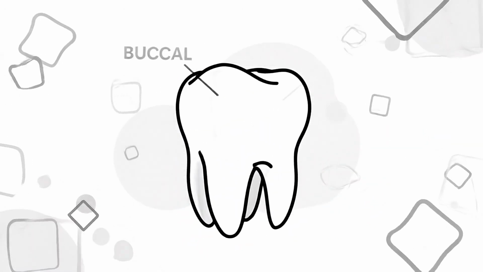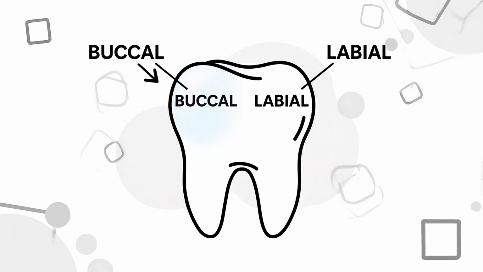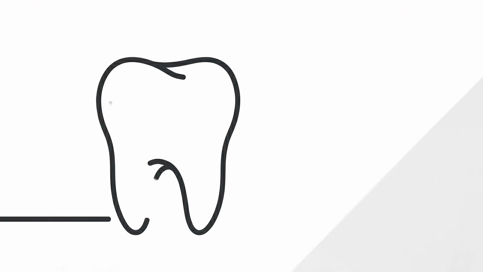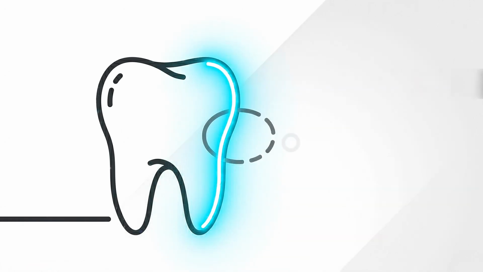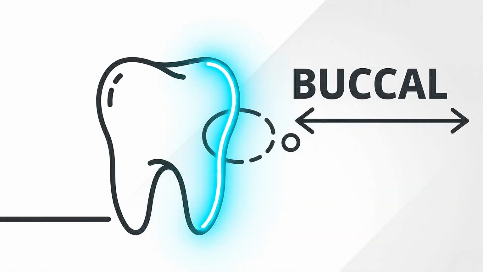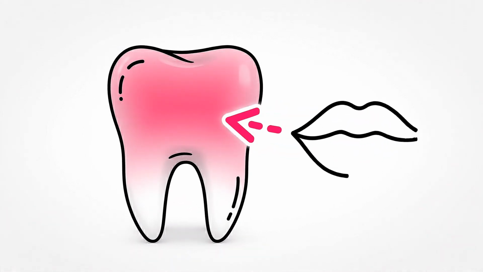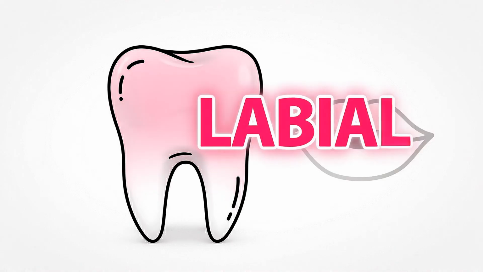5. Facial surfaces, buccal and labial. The outer surfaces of your teeth have 2 names. Buccal refers to the surface facing your cheeks. Think buccal equals cheek side. Labial refers to the surface facing your lips. Think labial equals lip side.